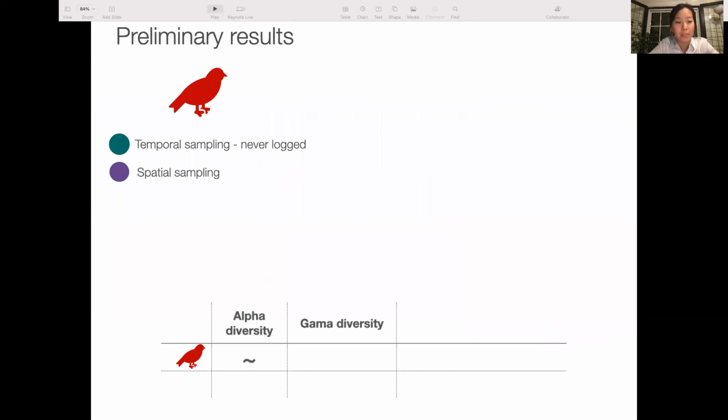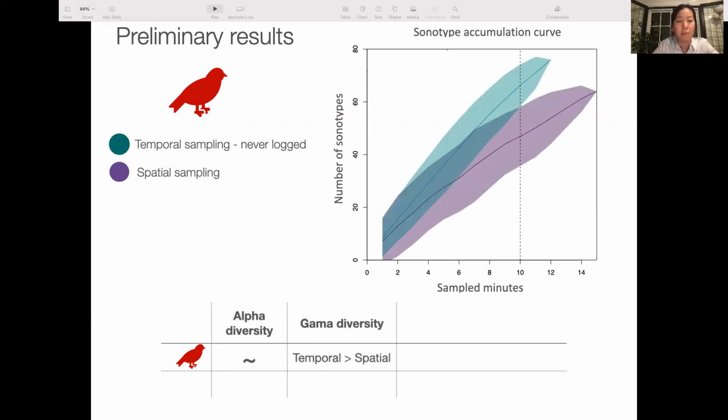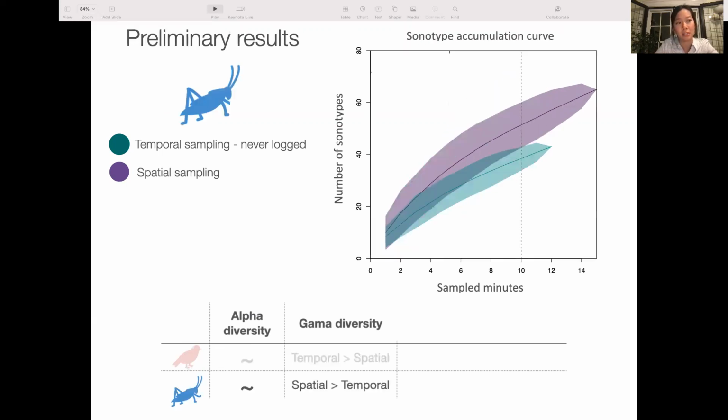Some preliminary results are that for birds, we found a similar number of sonotypes per minute for both samplings, the temporal and spatial sampling. So a similar alpha diversity, but sampling over time yielded a greater accumulation of different bird sonotypes, so a higher gamma diversity than sampling over space.